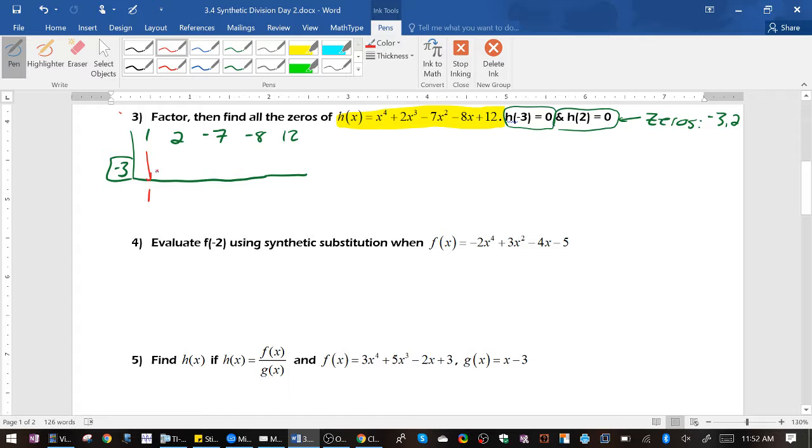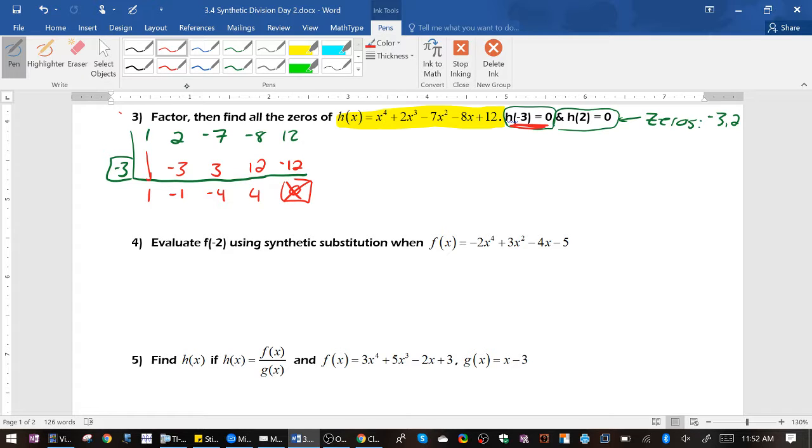1 drops. Multiply, it's negative 3. Add, it's negative 1. Multiply, 3. Add, negative 4. Multiply, 12. Add, 4. Multiply, negative 12. And when I add down, I get 0, which matches with what they told us. That negative 3 will be a 0.